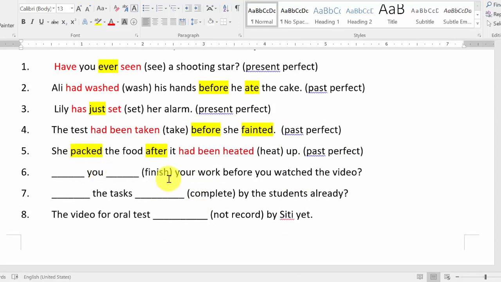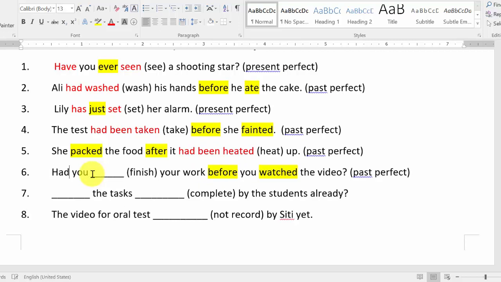Number 6, you finish your work before you watch the video. So keywords here: "before" and also "watched." This should be past perfect tense because you have two actions in a sentence, and one of them is a past action. So your answer here should be: you finish your work. You are a person who can finish your work, so it should be active voice. Active voice past perfect tense, had plus PP. So had you finished your work. Okay, had you finished, PP, finish, add ed.